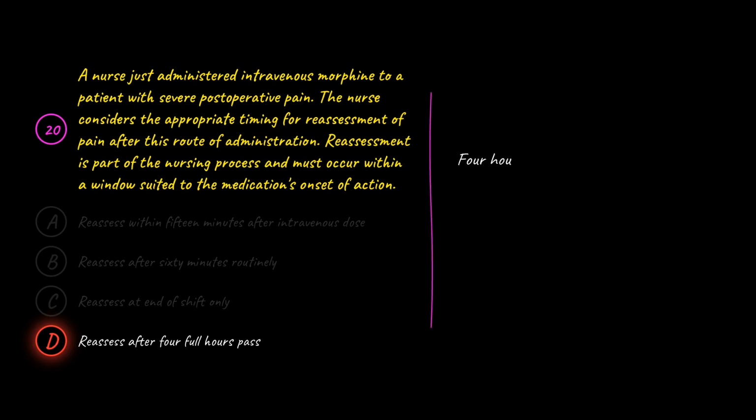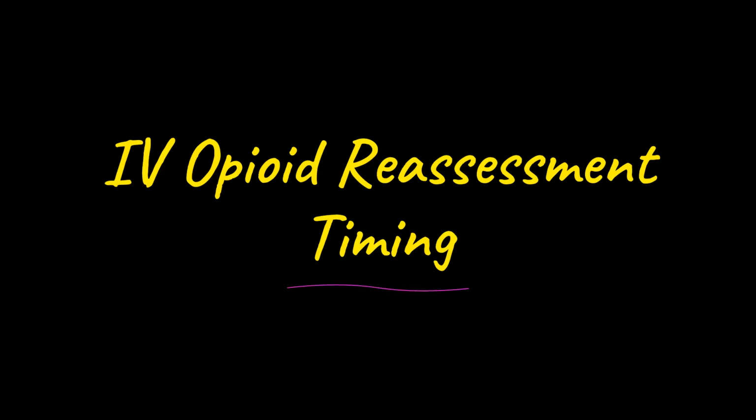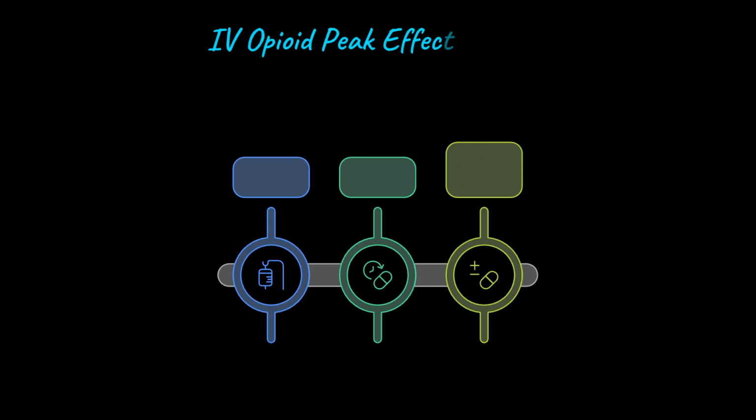D is wrong because 4 hours after an intravenous dose is well past the peak and does not capture the medication's effect. Oral medications need reassessment around an hour, but intravenous routes work much faster. After giving an intravenous opioid, the nurse must reassess the patient at the right moment, timed to when the drug actually peaks. This principle is pharmacokinetic, not arbitrary.